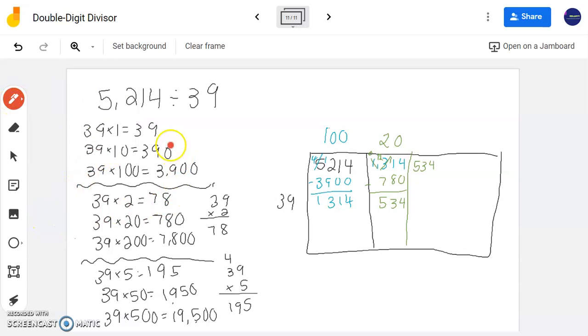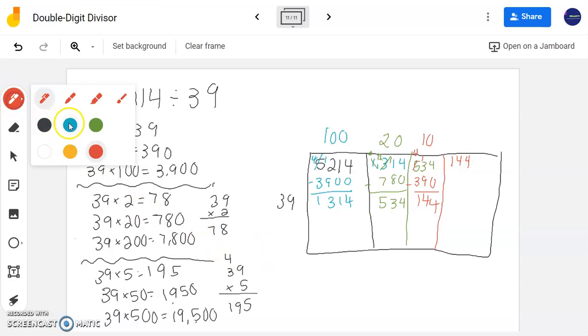So I'm looking here and I'm trying to determine, well, what number gets me close to or exactly to 534? Now I'm looking at what I multiplied on the side and I'm like, wait, actually 390 is pretty close. So 39 times 10 is 390. I'm going to subtract. Don't forget to borrow. 13 minus 9 is 4. 4 minus 3 is 1, giving me 144. I'm going to draw my line and move to my next spot.